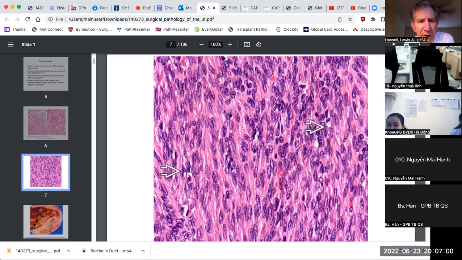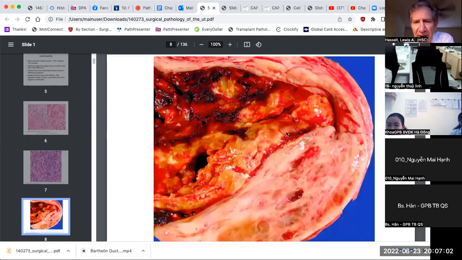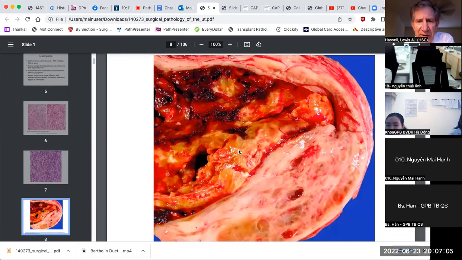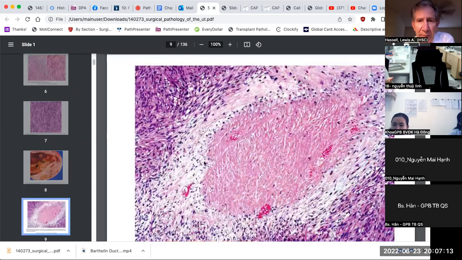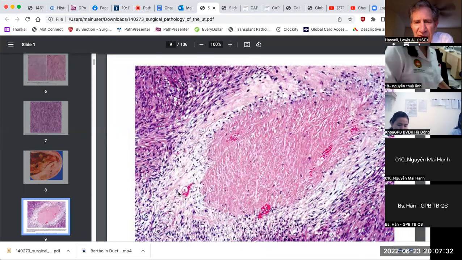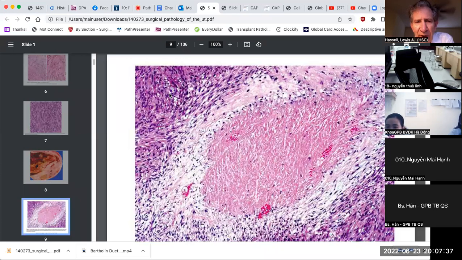Now, I mentioned that sometimes you can get hemorrhage and necrosis in these tumors, and this is an example of what that sometimes can look like. It can be quite concerning. But usually there is what we call a granulation tissue type rim around that. So notice how here we have necrosis in the middle, and then we have this pale zone, which looks like it's beginning to form granulation tissue, and then the cellular leiomyoma tissue around it.